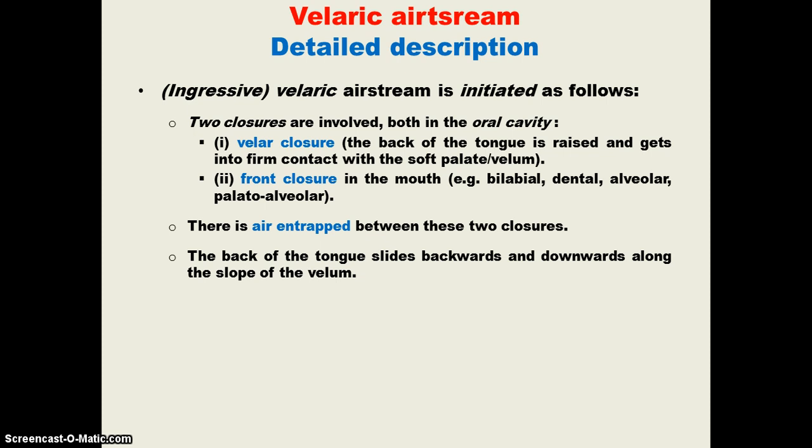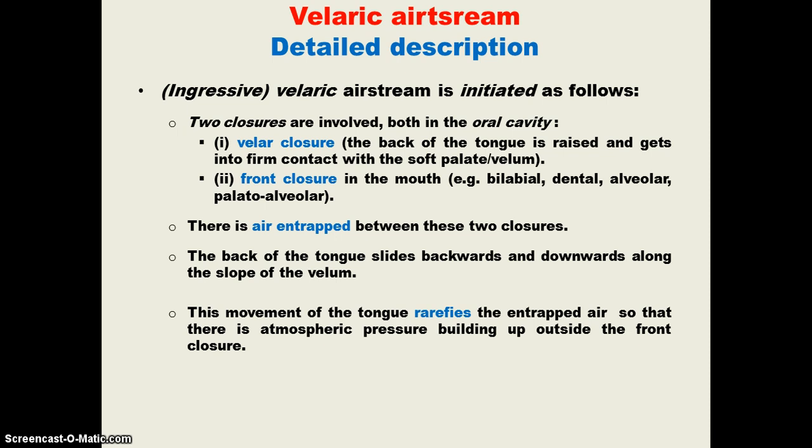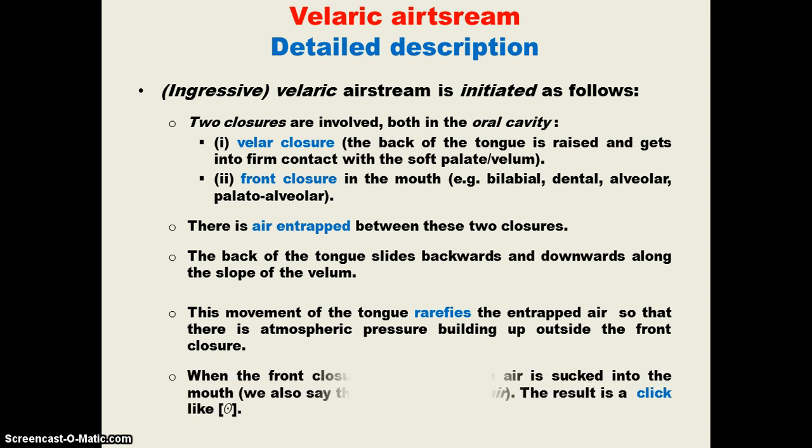Now the back of the tongue slides backwards and downwards along the slope of the velum. This movement of the tongue rarefies the entrapped air so that there is atmospheric pressure building up outside the front closure. When the front closure is released, the air is sucked into the mouth. We also say there is an influx of air. The result is a click.